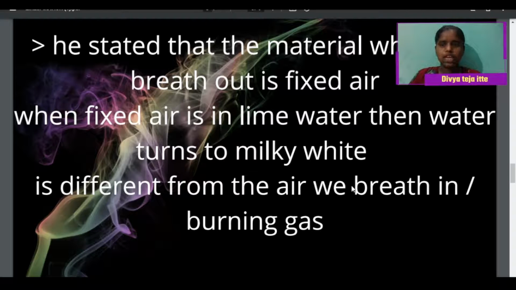Okay, the fixed air is different from the air which we breathe out, and the air which we breathe out is different from the air which we breathe in, or burning gas. The air which we breathe is also known as the burning gas. So the fixed air is different from the air we breathe in.